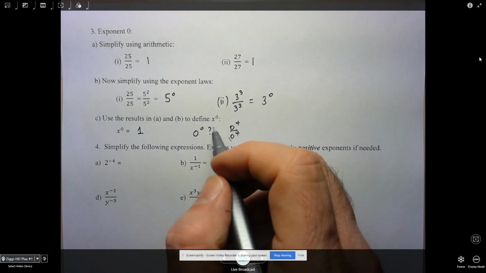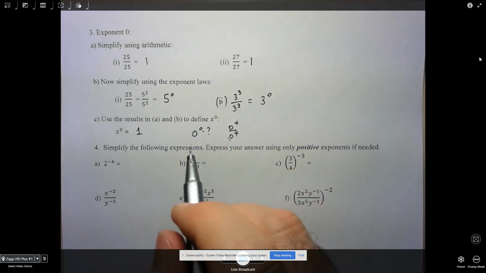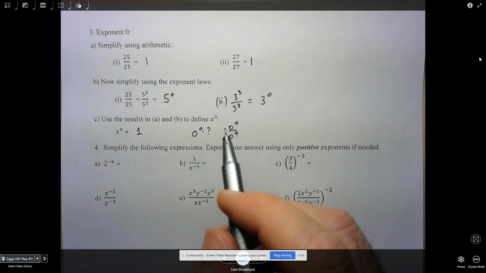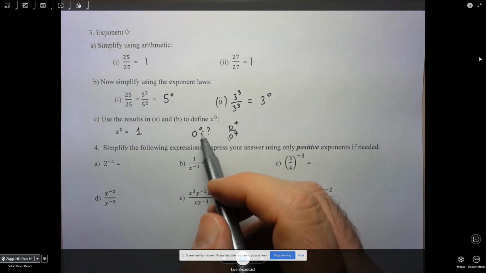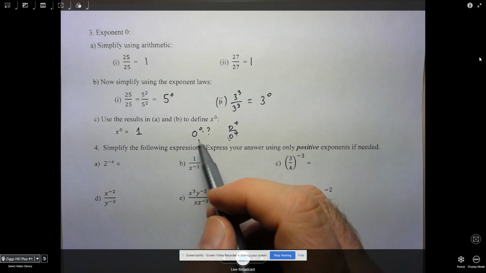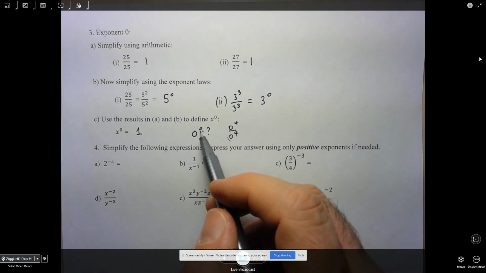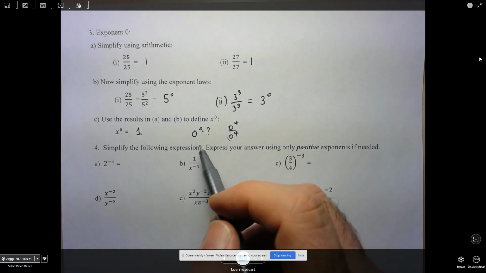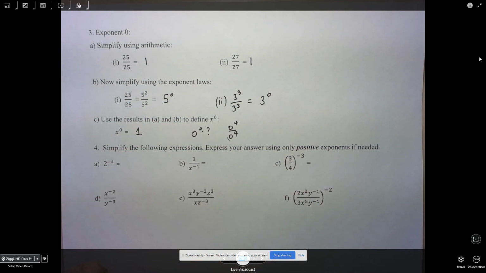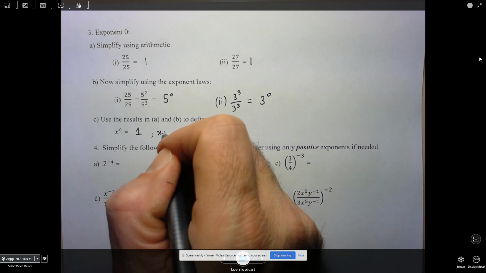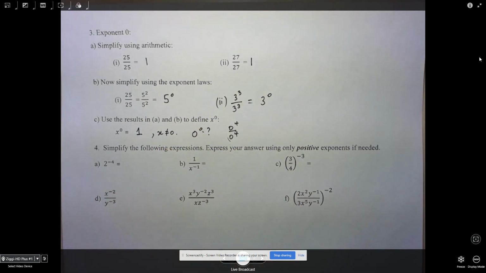Well, this is a much more complex conversation. Maybe we'll have a little bit of it at some point. But for now, we'll just tell you what we say. We say that this is an indeterminate form. It's not quite clear what 0 to the 0 is. Like I said, if we have time, we'll talk about it a little more. So for now, this rule works all the time as long as x is not equal to 0.